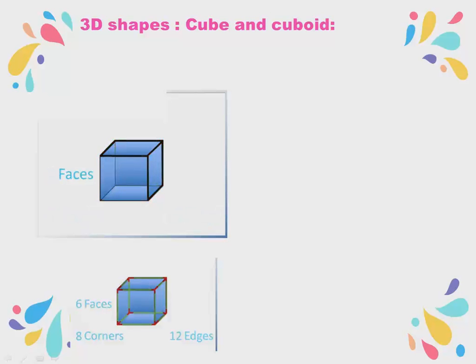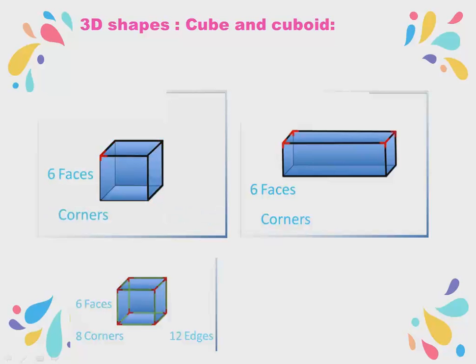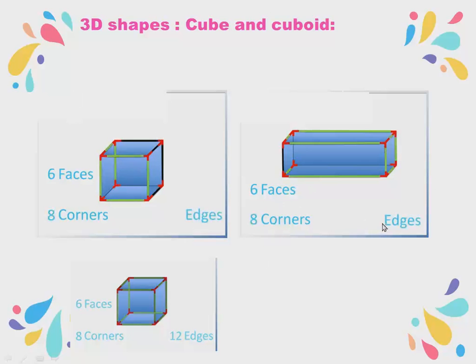Now, just now we have seen it has 6 faces, 8 corners and 12 edges. Now, let us go to a cuboid, and what I told, the difference between cube and cuboid. Cube has all sides equal, isn't it? Now when you come to a cuboid, it has 6 faces, 8 corners, and similarly it will also have how many edges? 12 edges.